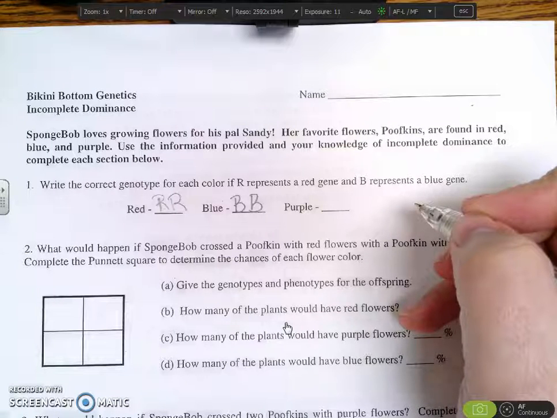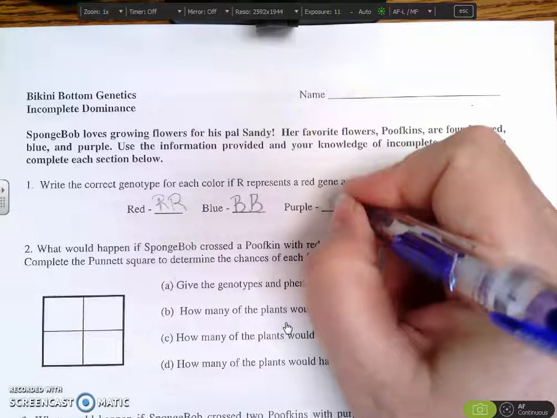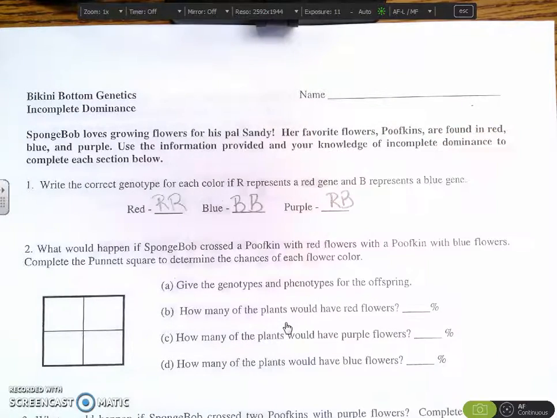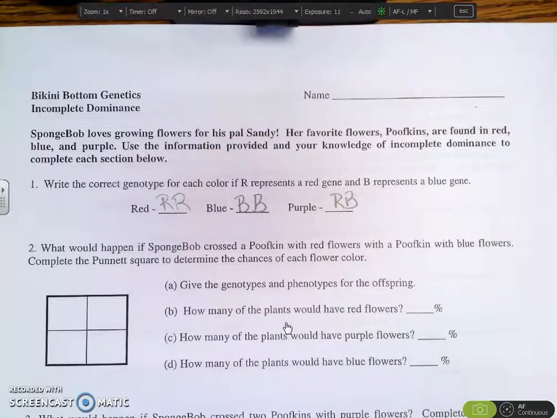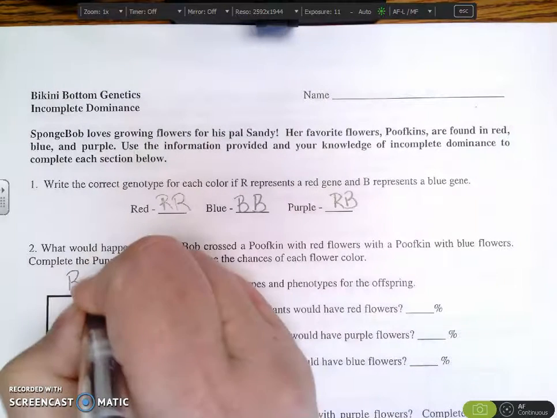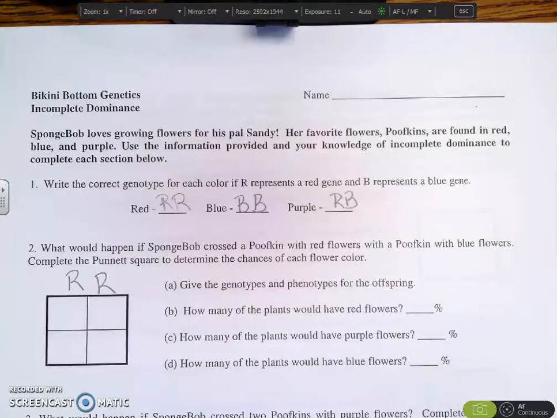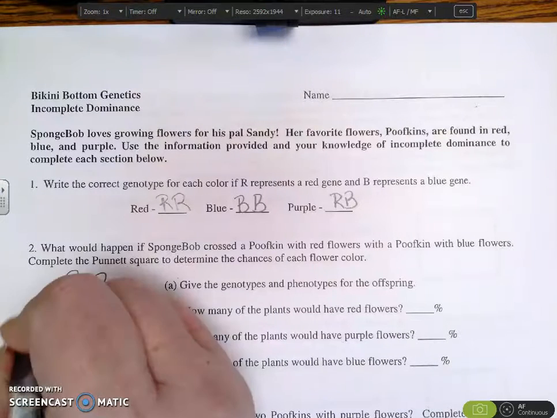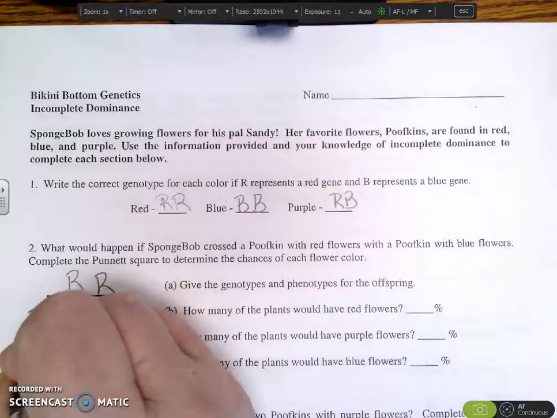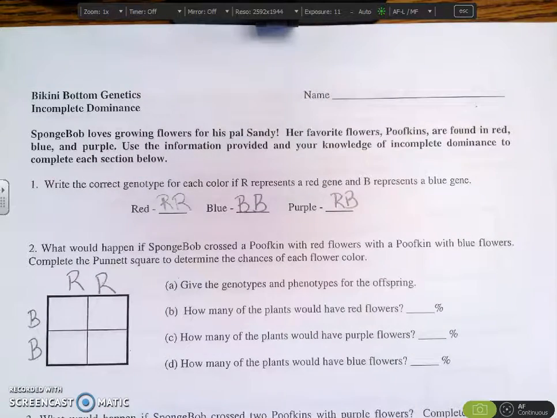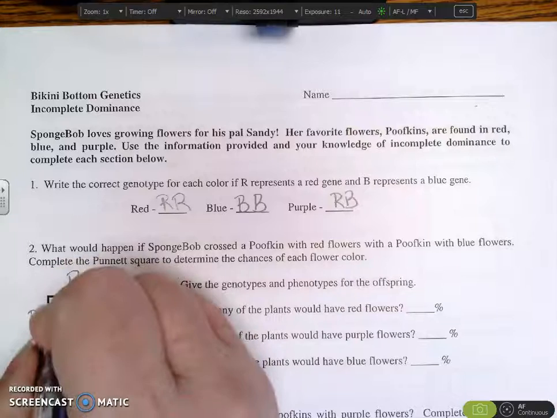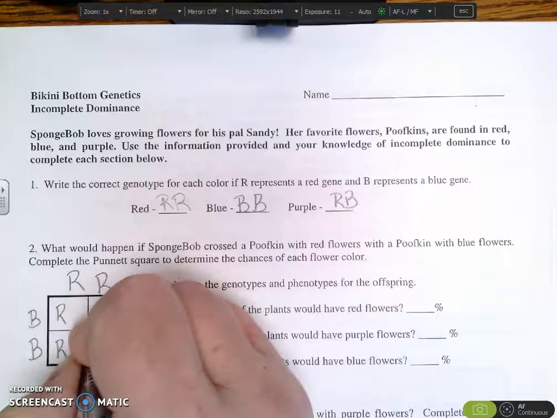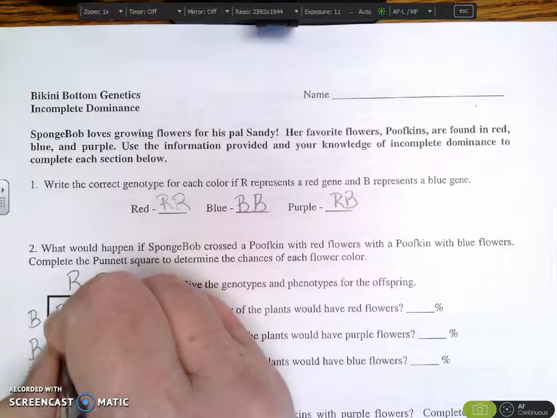Somebody tell me, we're recording. RB, exactly. All right. So what would happen if SpongeBob crossed a puffkin with red flowers? Remember, if it doesn't state male or female, whichever comes first goes first. With blue flowers. Complete the Punnett Square to determine the chances of each flower color. So let's do the Punnett Square, which we should all be good at by now.